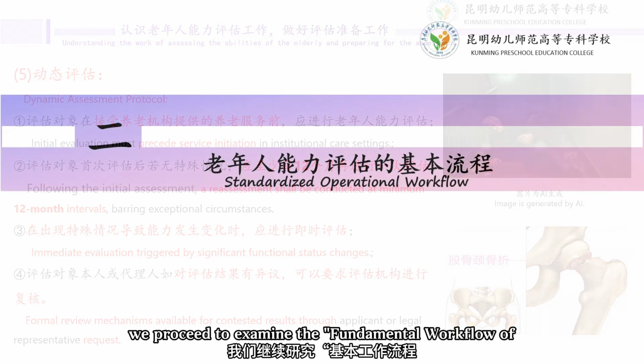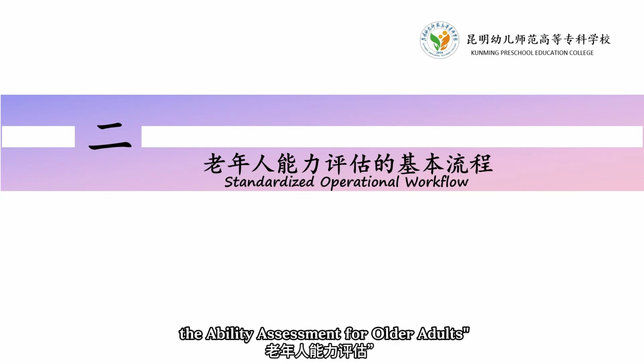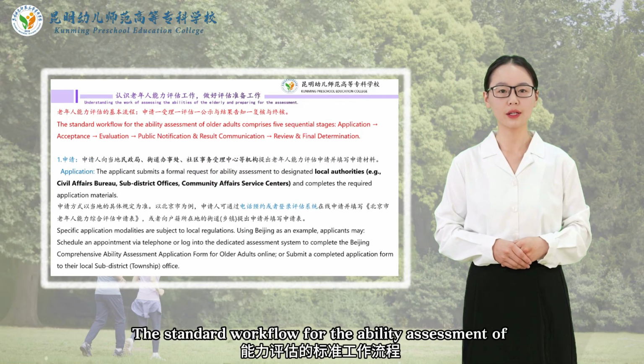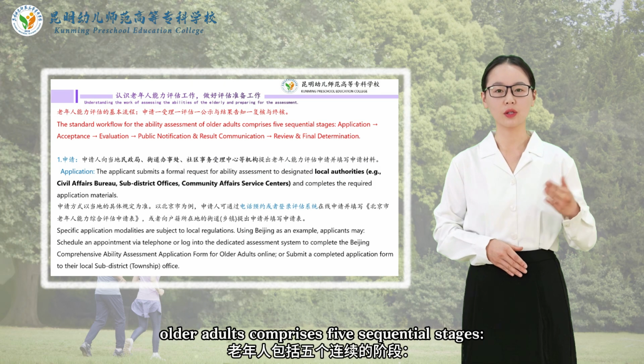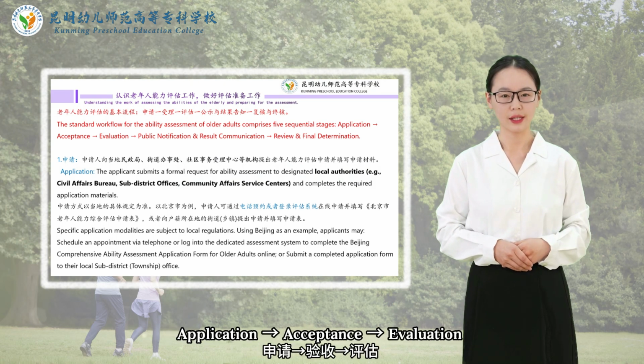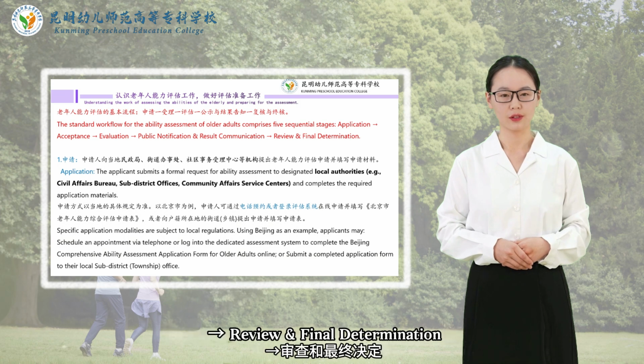Next, we proceed to examine the fundamental workflow of the ability assessment for older adults. The standard workflow for the ability assessment of older adults comprises 5 sequential stages: application, acceptance, evaluation, public notification and result communication, review, and final determination.